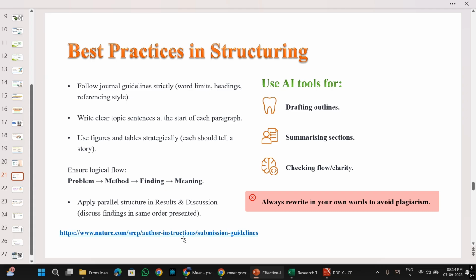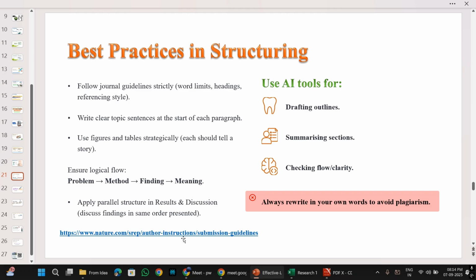Apply parallel structure in results and discussion. Discuss findings in the same order. If, let's say, in your results there are three different types of results, then even in the discussion you follow the same order: the first result that you obtained is discussed first, then the second result, and then the third result. That sequence has to be maintained.